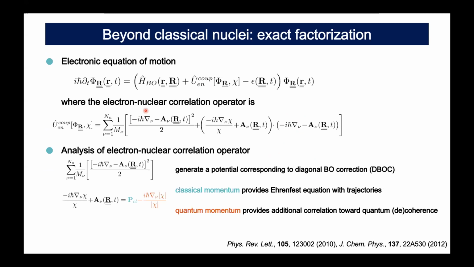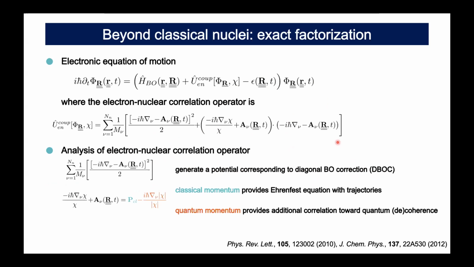And if you look at the electronic part, we can derive a very important term, which is called the electron-nuclear correlation operator. We have a very complicated formula here, and this is the key term, which can provide the correct quantum decoherence phenomena. If you analyze this, we have two terms, right? The first term generates the potential corresponding to the diagonal Born-Oppenheimer correction, which is called the Debye term. This one is very hard to compute in practice, so we usually ignore it.